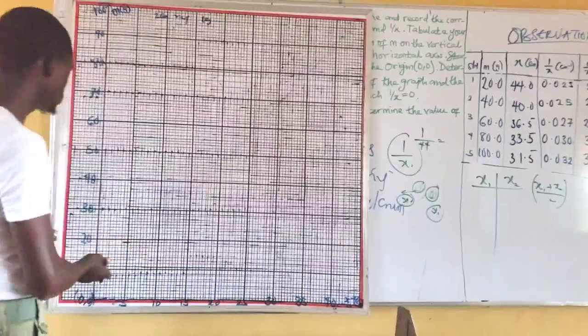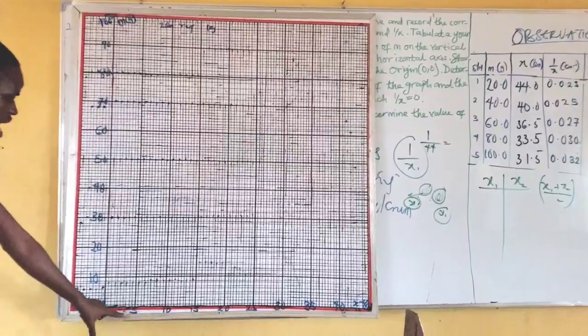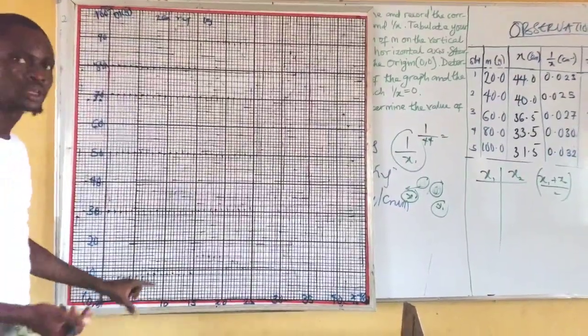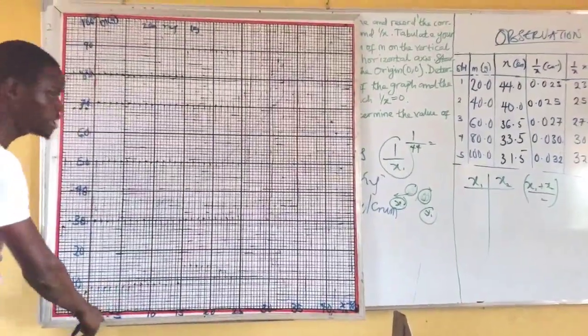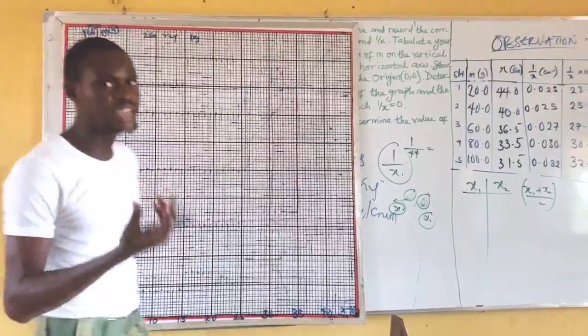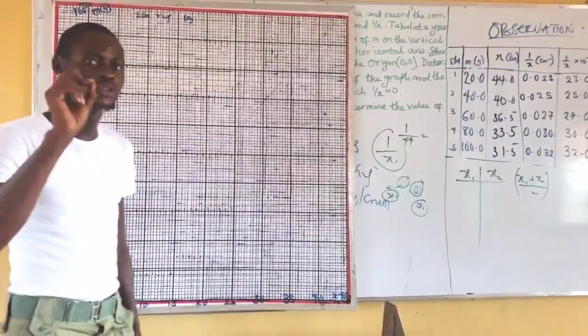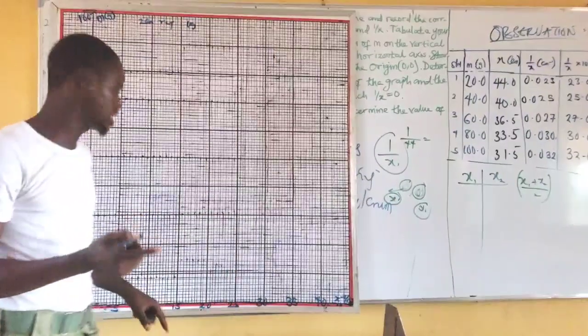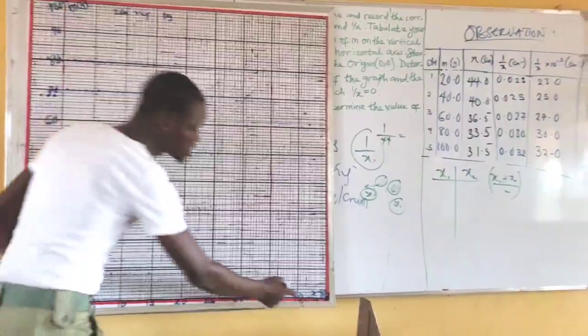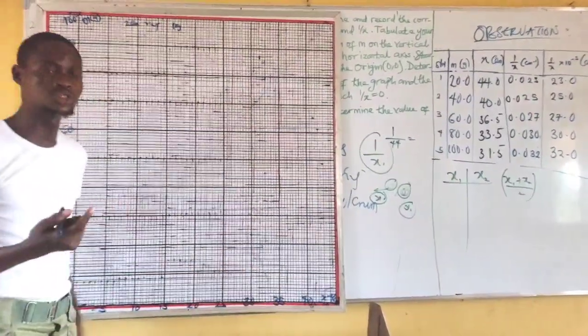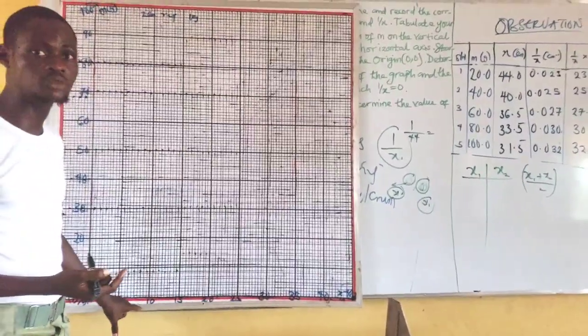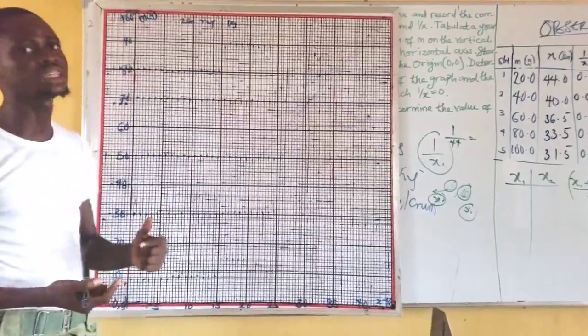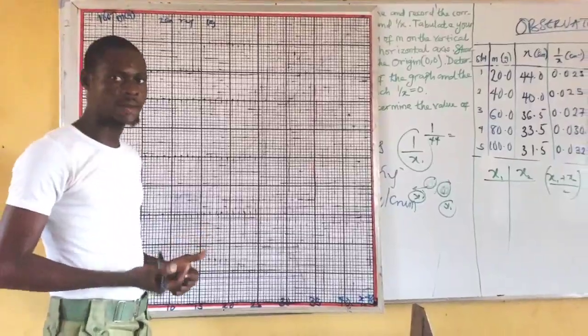Now, from here, what will I do? I have my scale here. Here, I'm making use of 2 centimeters to represent 5 centimeter inverse. That is what I'm trying to use here. Don't forget that the unit here is centimeter inverse. So I'm using 2 centimeters to represent 5 centimeter inverse altogether.